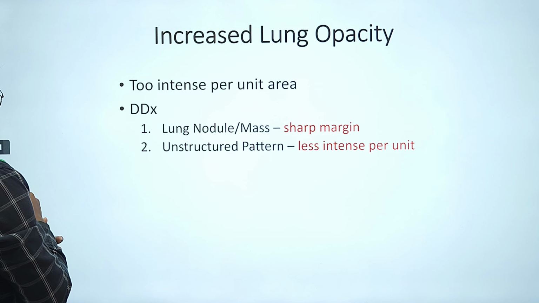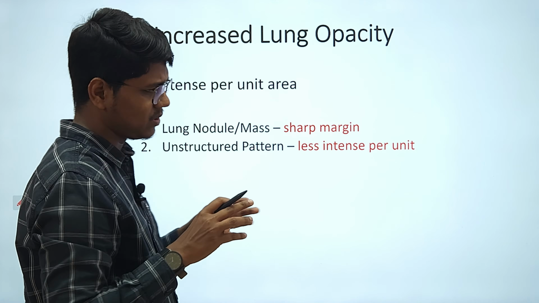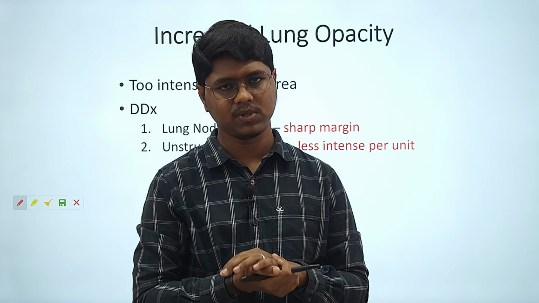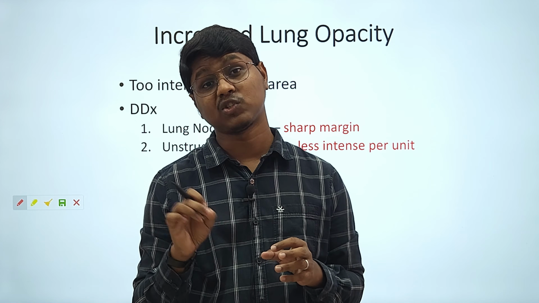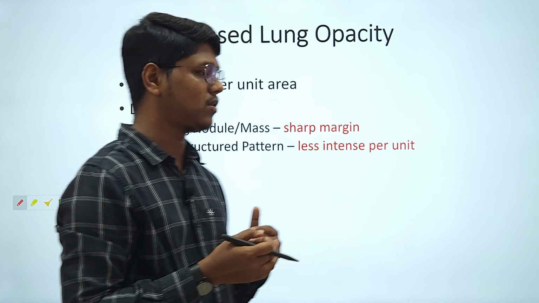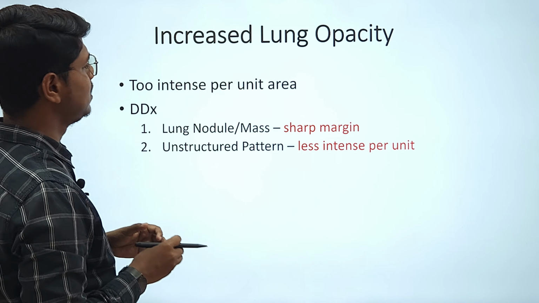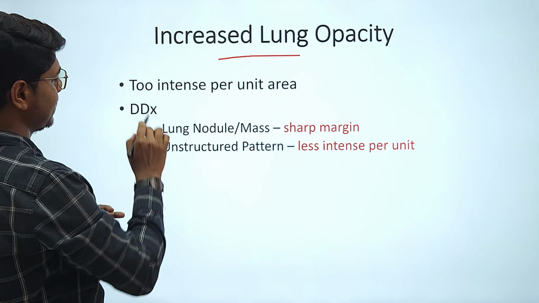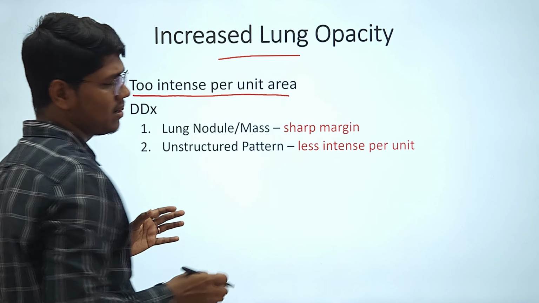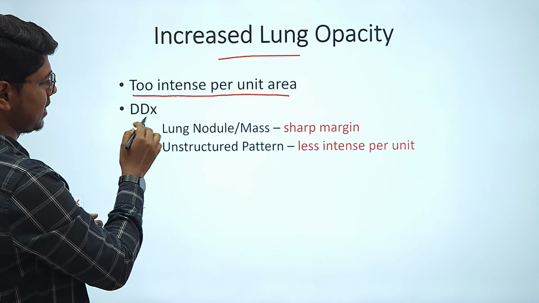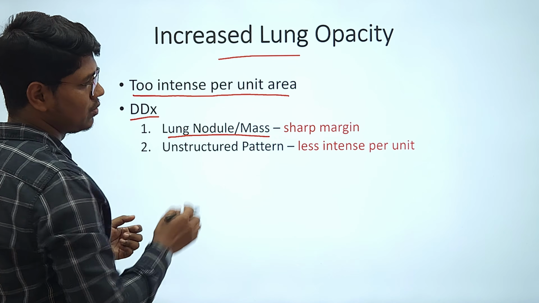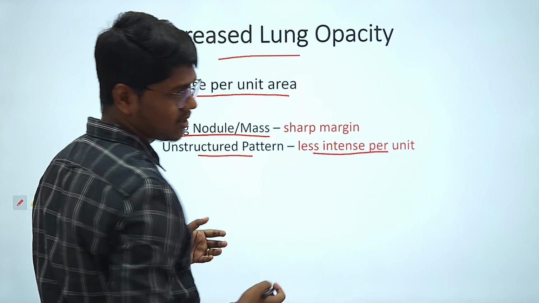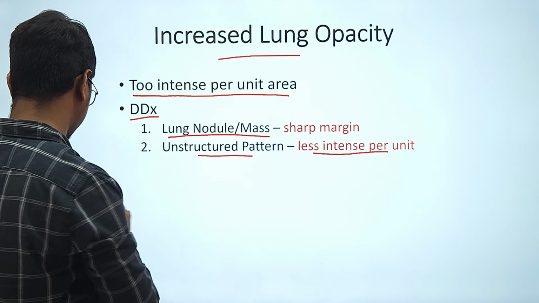Next, the increased lung opacity. If you are not finding the air bronchogram or the lobar sign, you can still decide whether this is an alveolar pattern or an unstructured pattern. We will see the unstructured pattern, also called interstitial pattern, later. So increased lung opacity can also be a sign of an alveolar pattern, being too intense per unit area. I have explained this one. The differential diagnosis will be a lung nodular mass which has a sharp margin. The unstructured pattern is less intense per unit area. We'll see a radiograph, then you can identify.